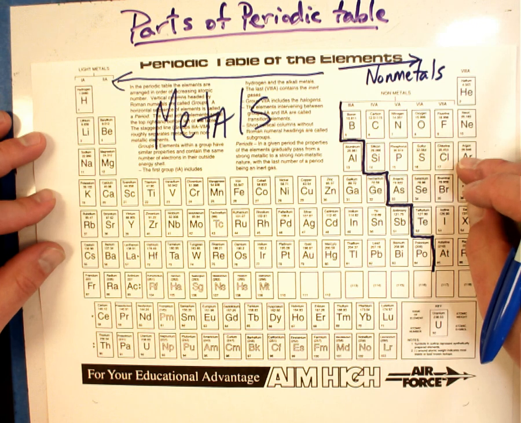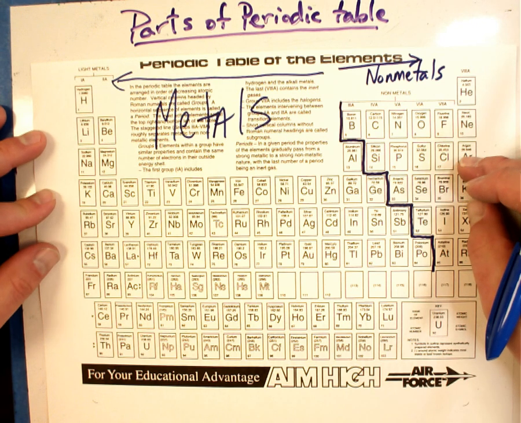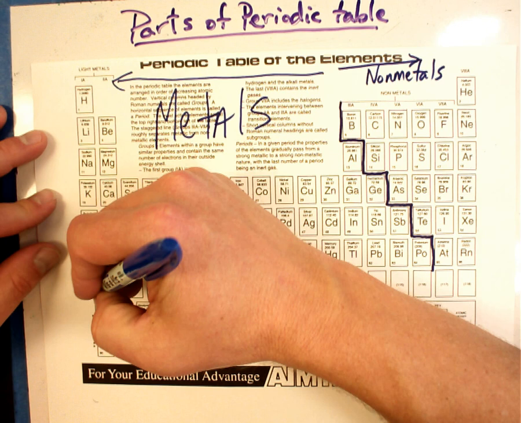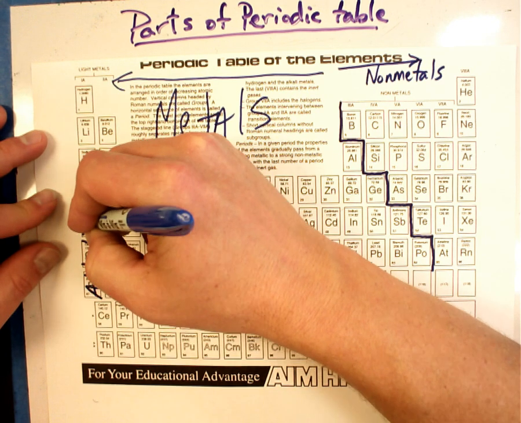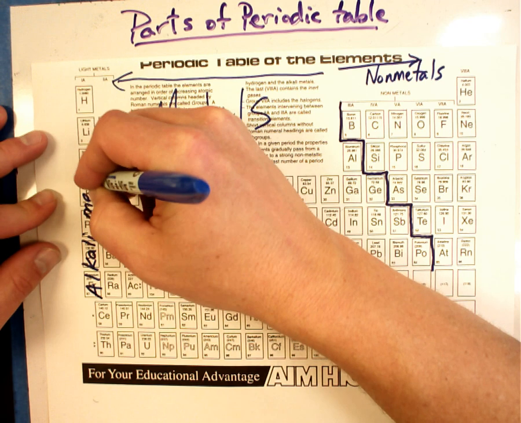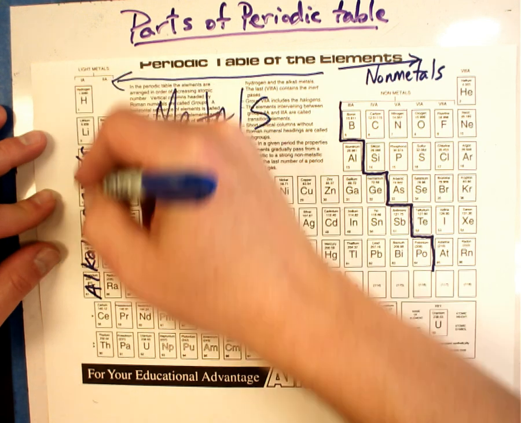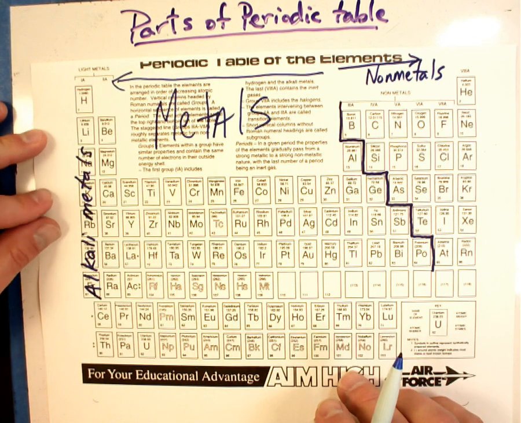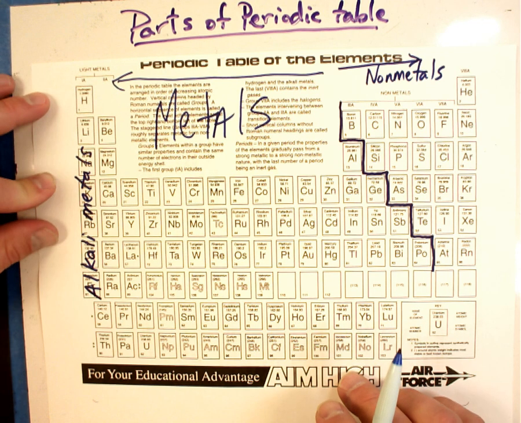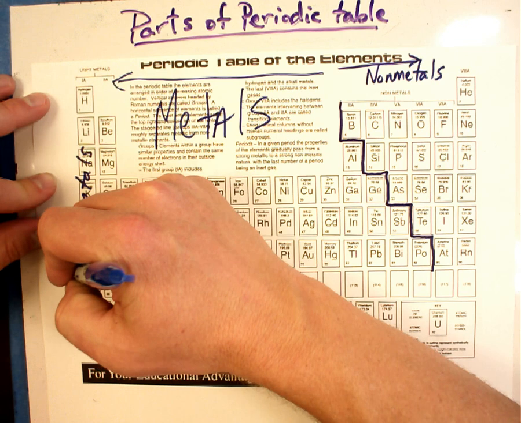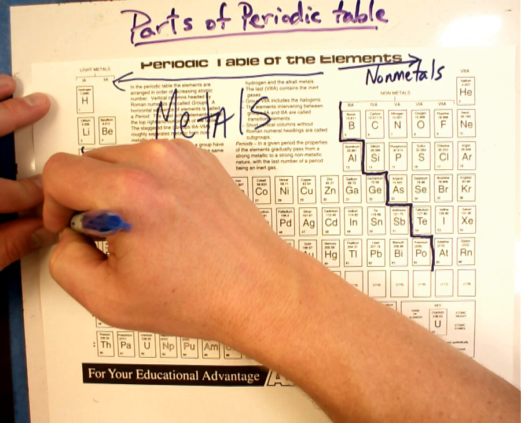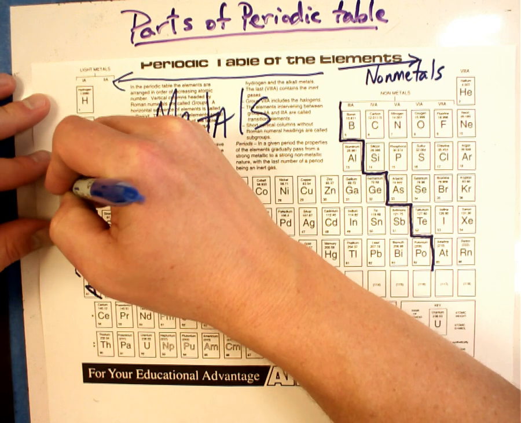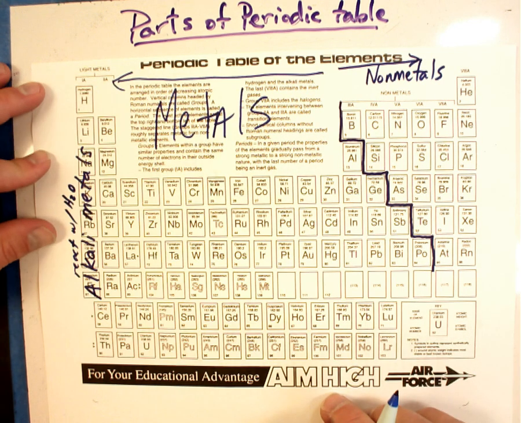The parts of the periodic table actually have names. Let's start with column number 1. Column number 1 are called the alkali metals. That whole column are called the alkali metals. Okay, alkali metals, they have a property that will be really important for you. They react with water. They react violently with water.